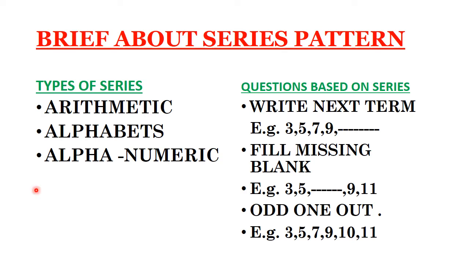In this slide I'm going to tell you about the types of series and the questions based on the series. There are three types of series: arithmetic series, alphabet series and alphanumeric series. The questions based on the series are: write the next term, where you have to write immediately the next term after 9. Then fill in the blanks, in which you have to write the number in between the series. Third is odd one out, where you have to search for the one number which is not suitable to this series, that is, which number is the odd one out of this series.